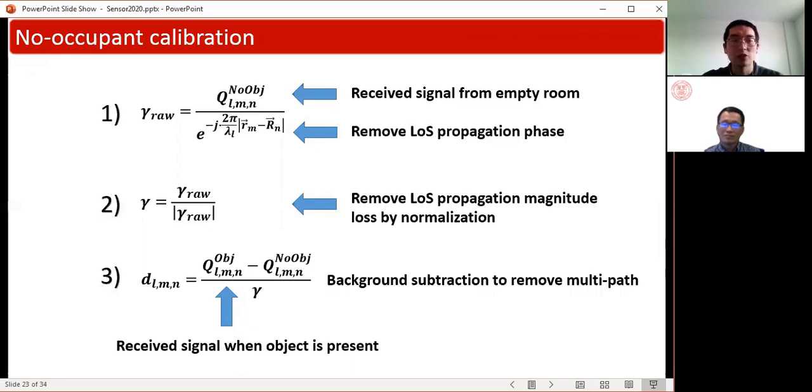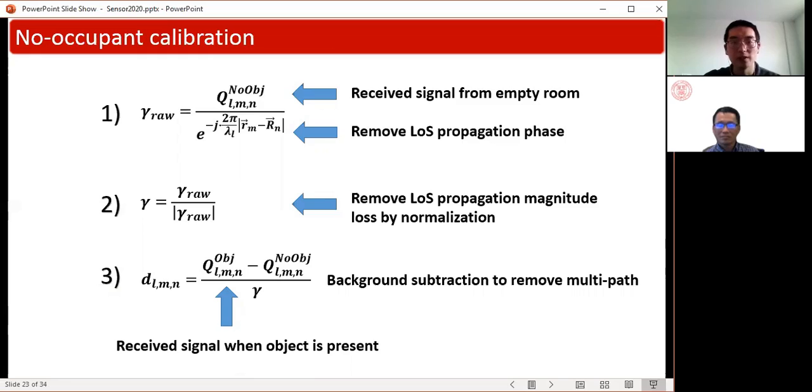However, we need to make sure that the subtraction will result in only the signal with respect to object reflection and do not include other factors multiplied into the result, such as the reader antenna cable loss, antenna gain, tag circuitry loss, and other losses along the communication link. This part is denoted by the gamma in the third equation. And the first two equations are used for estimating gamma.